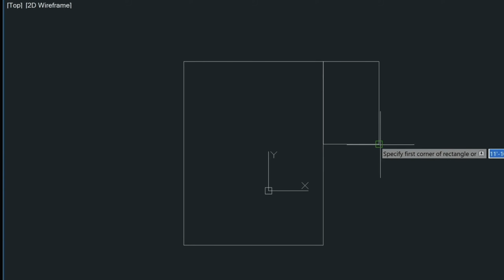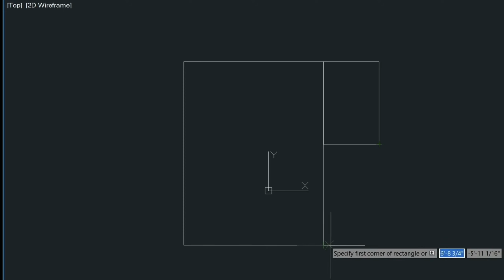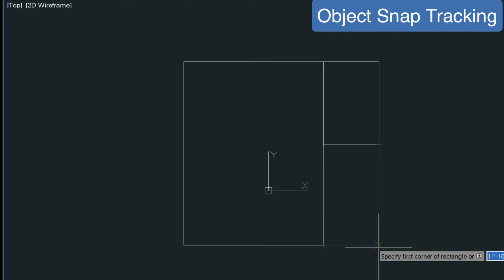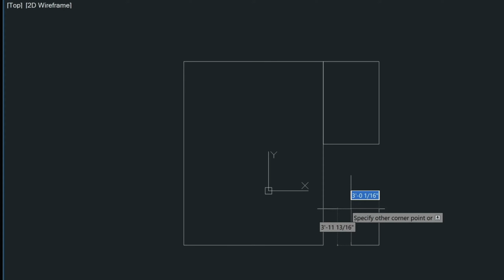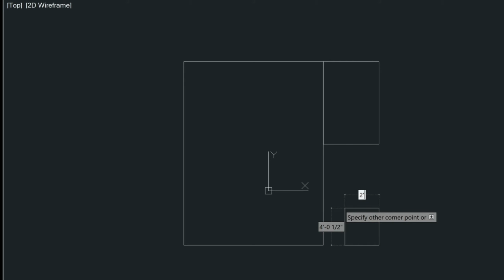Let's draw the column in line with both this point and this point. We'll just project these two lines out with the object snap tracking. The way I did that, I just hovered over those 2 points and then projected them down. So my first point is going to be here, and then I'm going to come up and type in 2 feet and then 2 feet. So that's going to give me a 2 foot column.